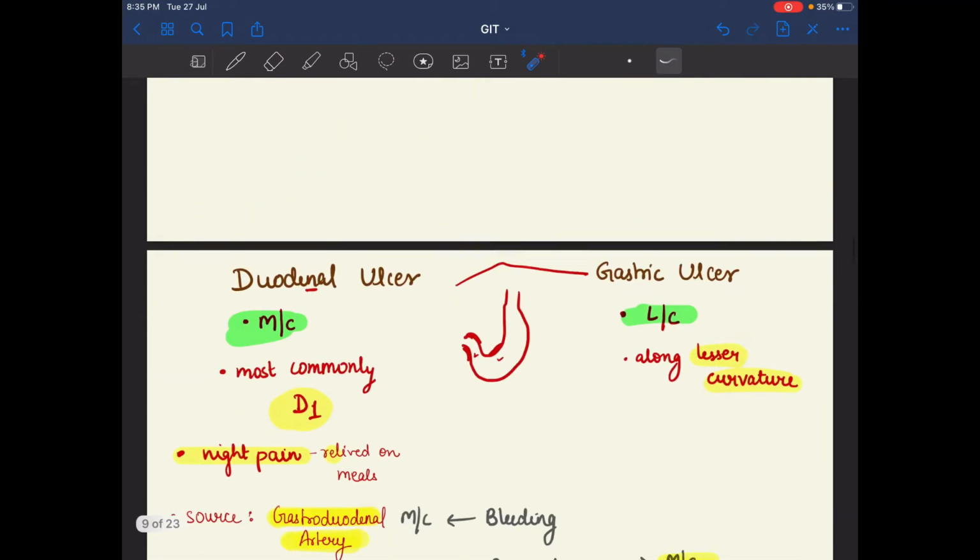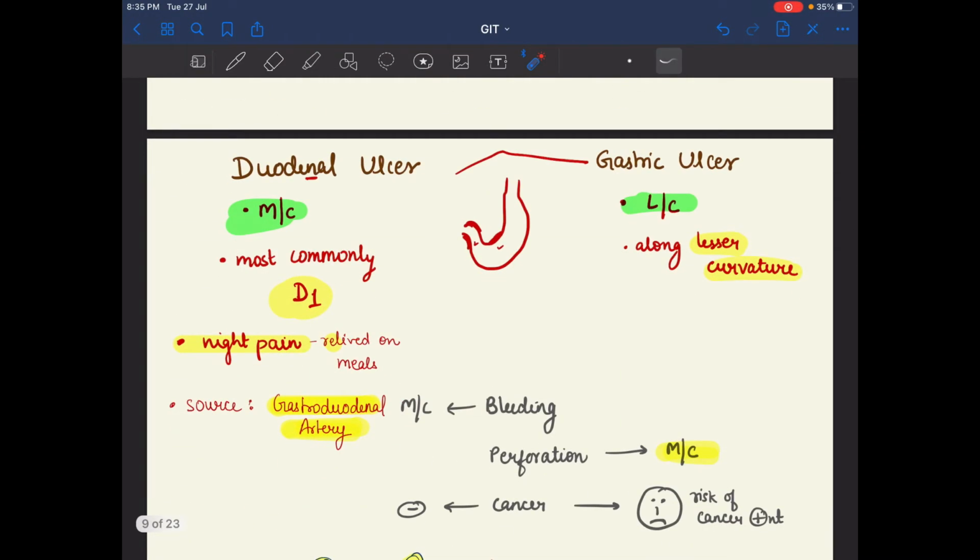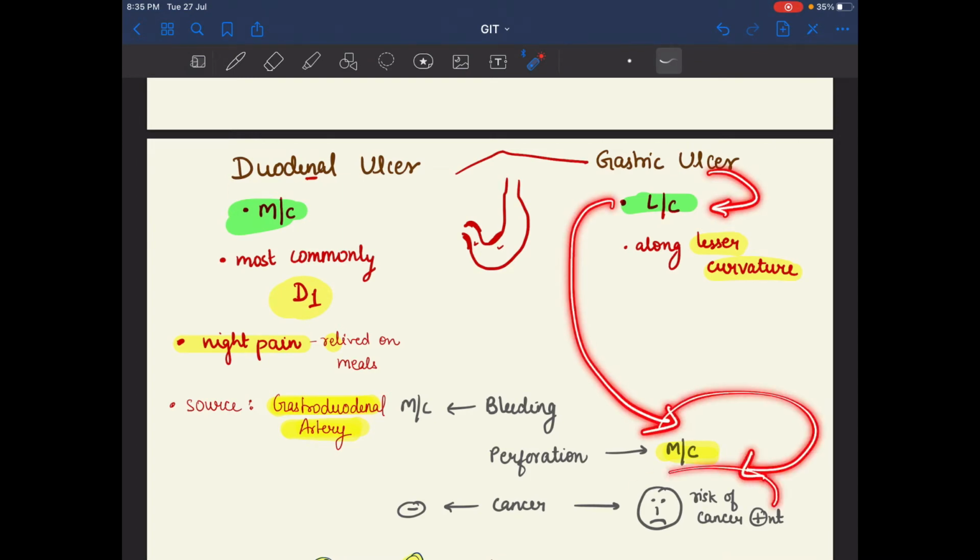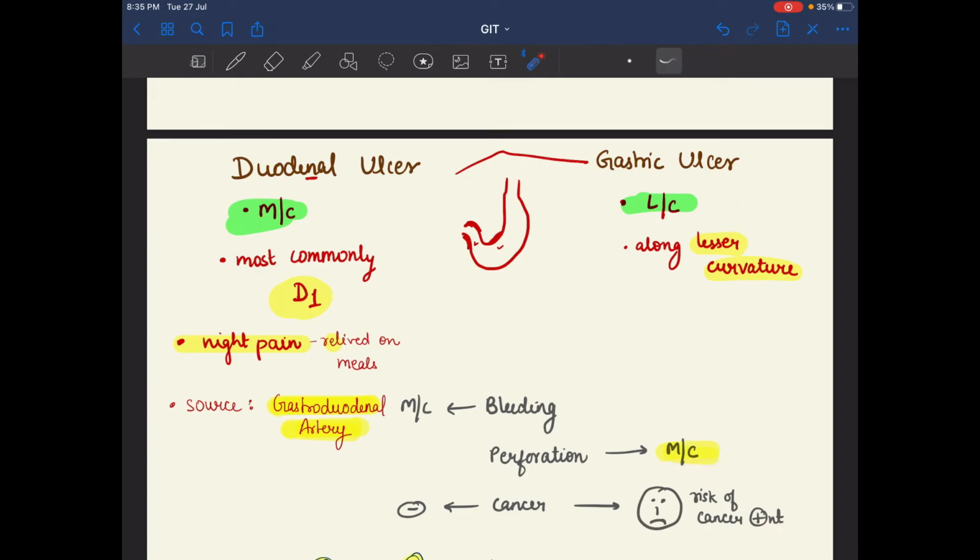Now next is the duodenal ulcer and gastric ulcer. Let's compare both of them. Gastric ulcer is the least common, and as it is least common, it is more dangerous, because the risk of cancer is present. So gastric ulcer leads to cancer, while the duodenal ulcer is most common, and the risk for cancer is not present.